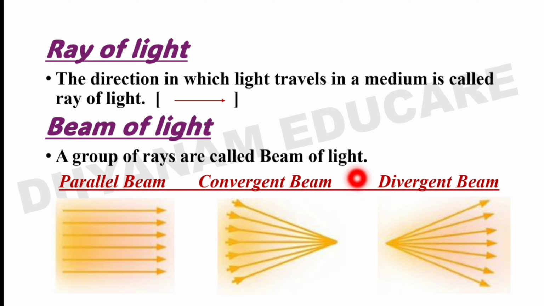So, what do you mean by parallel beam? If the rays are parallel to each other, that means the distance between the rays is equal, then they are called a parallel beam. Convergent beam means when rays of light converge or meet at a point, they are called a convergent beam. When rays of light appear to diverge from a point, they are called a divergent beam.